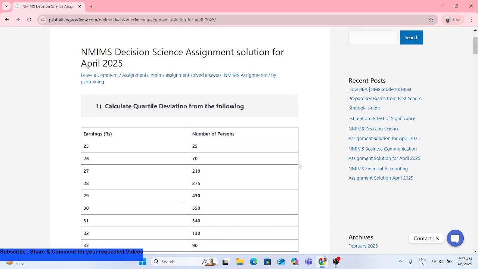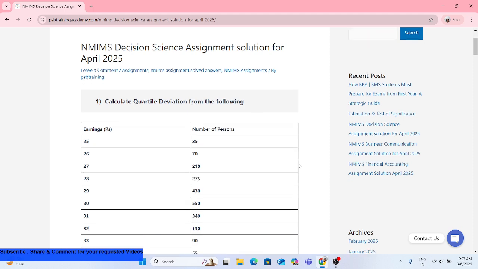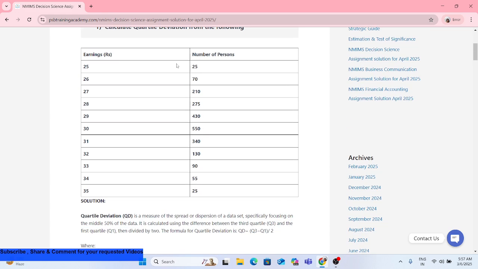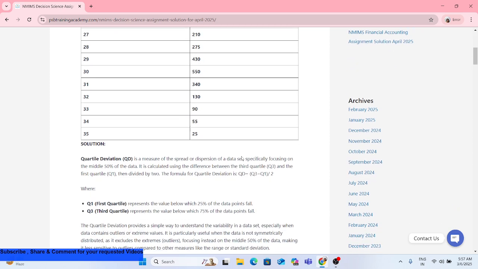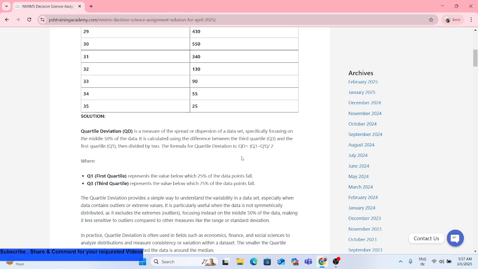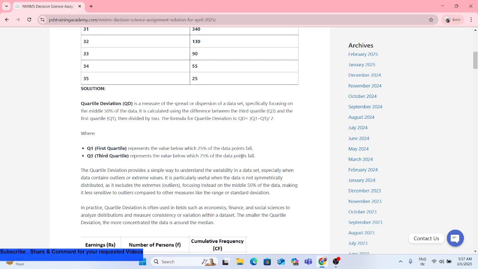Okay, so the first question, let's not waste time and come back to the assignment solution. The first question is: calculate quartile deviation from the following. This is the data that has been given, earnings and the number of persons. I have given a step-by-step solution so that you can easily understand what quartile deviation is.